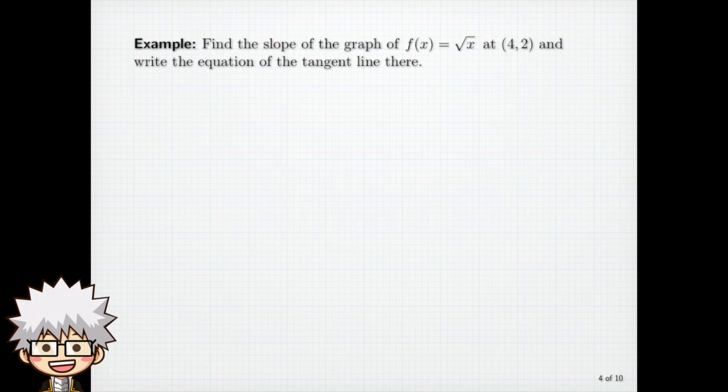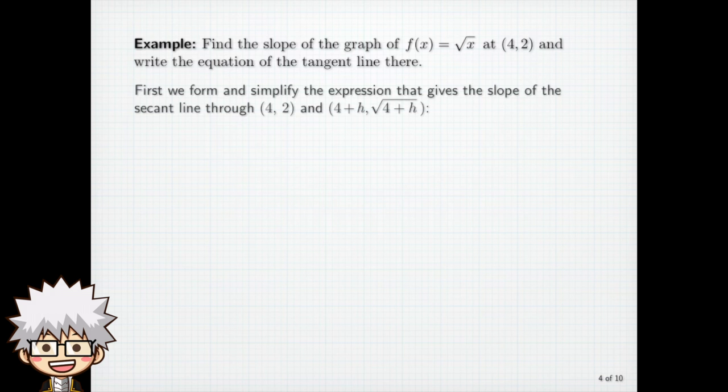Example. Let's find the slope of the graph of f of x equals the square root of x at 4, 2, and write the equation of the tangent line there. First, we form and simplify the expression that gives the slope of the secant line through 4, 2, and 4 plus h, square root of 4 plus h. That's f of 4 plus h minus f of 4 divided by h, which is the square root of 4 plus h minus 2 divided by h.